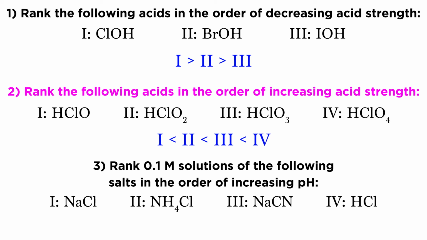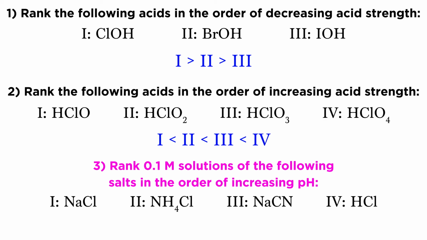And so this means that in this case, we're going 1 is less than 2 is less than 3 is less than 4. We're getting more and more acidic as we're adding more and more oxygens to that chlorine atom. So that's the correct order there.